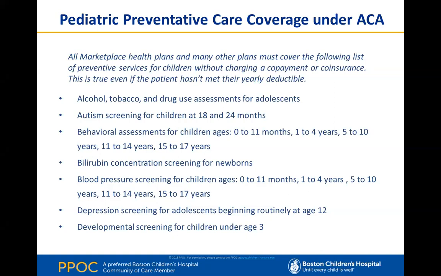So alcohol, tobacco, and drug use assessments for adolescents, autism screenings for children between 18 and 24 months, behavioral assessments, bilirubin concentration screening, blood pressure screenings. You can see there's a listing of ages that blood pressure screening would be covered for, depression screening for adolescents beginning routinely at age 12, and developmental screening for children under age 3. And so again, the point of this is that parents can get these services and do these screenings and not have a cost share on it.